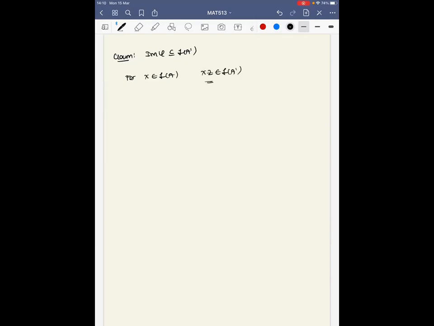And to see that, it's enough to check the principal divisors of x times z, which can be written as a sum of the principal divisors of each one. And since x is a function in the L space of A, that means its principal divisor is bigger than or equal to minus A.